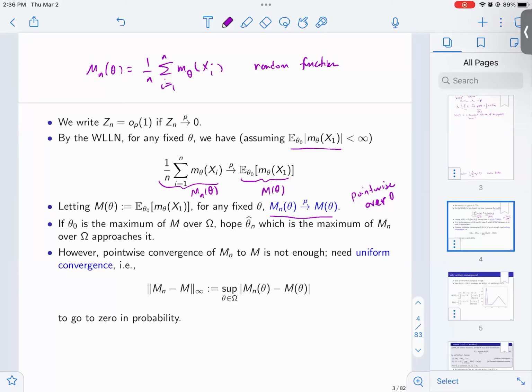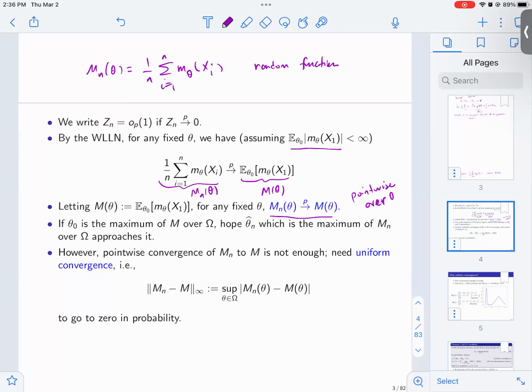It turns out that this kind of convergence is not enough to guarantee that the maximizers converge. I'll give you a very simple example. Even if probability is not involved, if you have a sequence of functions that converges pointwise to another function, there's no reason that the maximizers of this are going to converge to the maximizer. So you hope that if you maximize this population criteria over theta, you get theta naught.